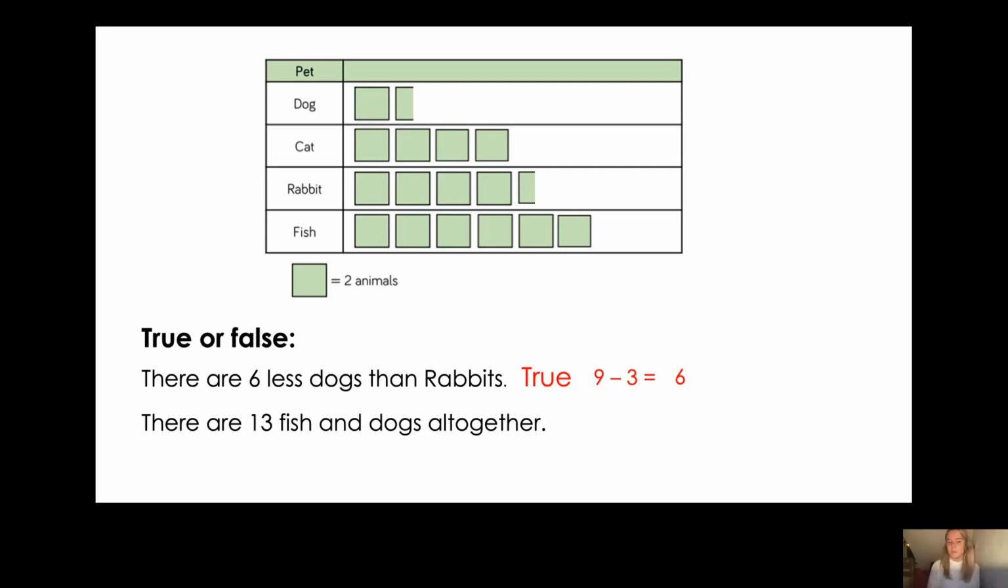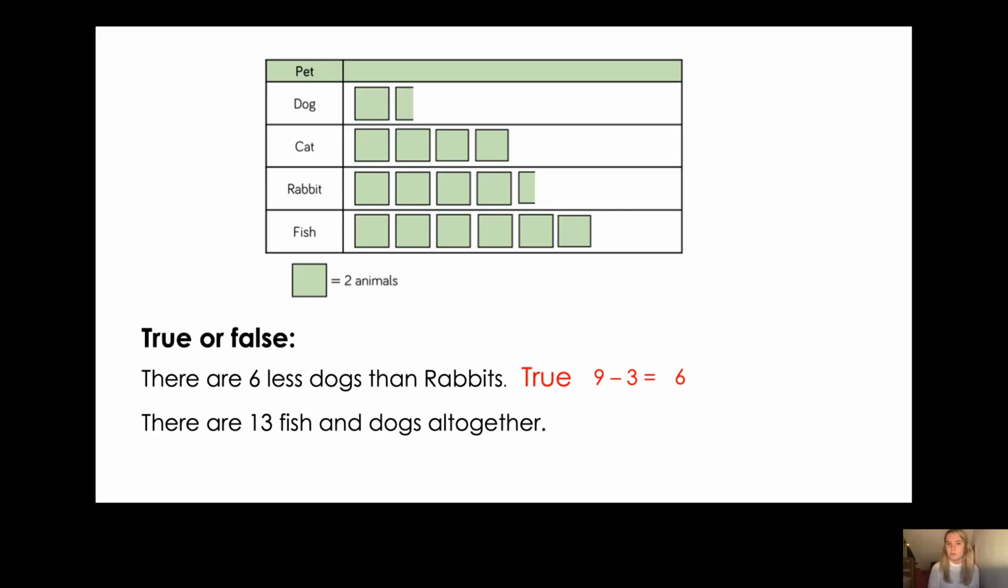Now we've got another question here. There are 13 fish and dogs all together. Okay, so could you pause the video and see if that statement is true or false? Okay, yeah. So let's see how many fish there are. Well, we have got all full squares for fish, so we can count up in twos, can't we? So we've got 2, 4, 6, 8, 10, 12. We have 12 fish altogether.